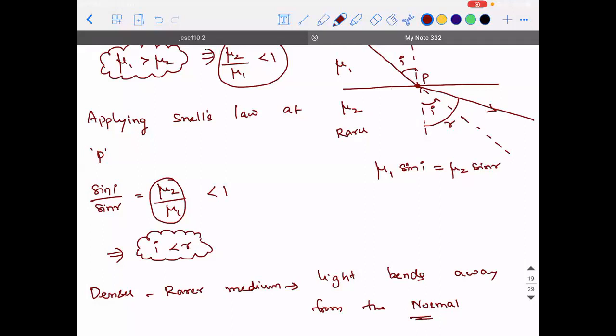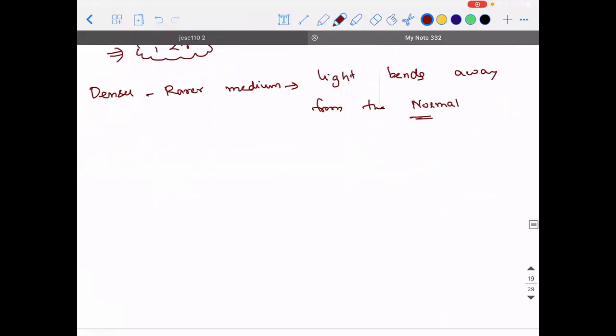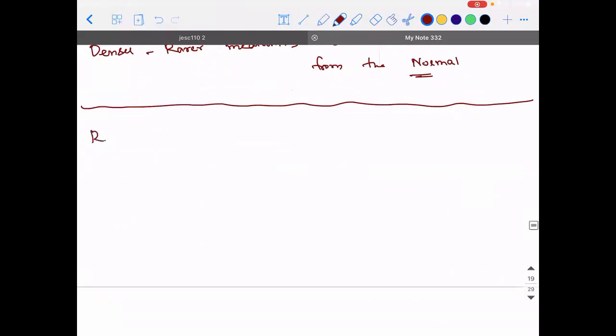I'll proceed to the next concept. That is, I'm going to talk about the application of this. The refraction of light through a glass prism. Sorry, through a glass slab. To be more specific, I can call it a rectangular glass slab. So refraction of light through a rectangular glass slab is what we are going to see.